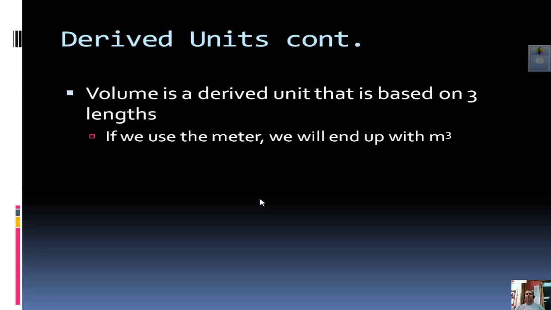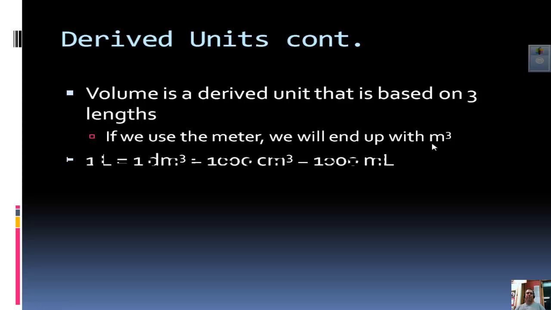Volume is going to be another derived unit that is based on three lengths. When you think of the equation for volume, it's length times width times height. Or if you have a perfect cube, it's going to be your side cubed. But again, it's three lengths. So if we use the meter, length times width times height, or a meter times a meter times a meter, you're going to end up with a meter cubed. Now, a meter cubed is actually a very large volume to work with. So what they did is they scaled it back.